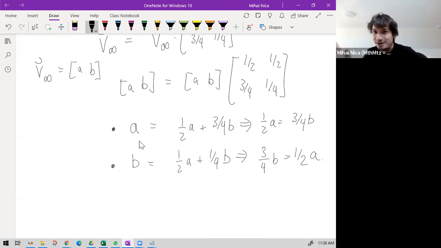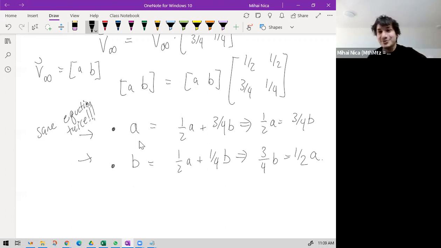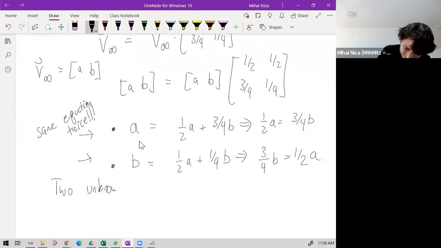So I got a nice equation relating A and B, but I have the same equation twice. So I got two unknowns, A and B, but I only have one equation. So that's bad. I only have one equation, really. How can I solve two unknowns with one equation?